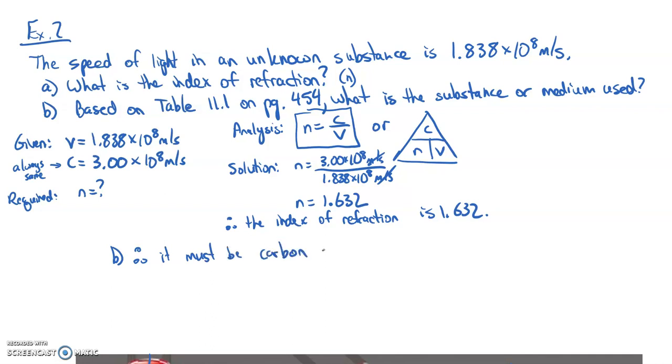So for part B, we could conclude, therefore, it must be carbon disulfide, and we could note at 20 degrees Celsius. They're going to change slightly depending on the temperature. So we've identified the index of refraction, we've identified what the substance is. If you have any questions, as always, ask for help, and I'm happy to help.